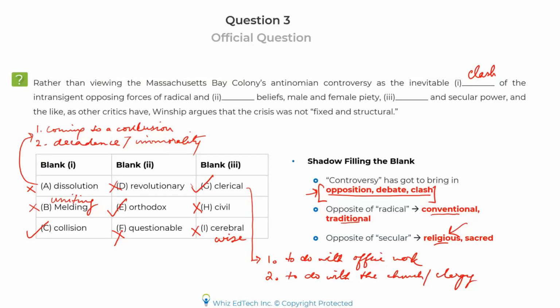Again, I hope those of you who chose H, civil, will understand that it has got nothing to do with secular. So knowing the meanings of the other words in the sentence is important, and therefore building a good vocabulary is very, very important. And we have done a very good job of helping you build vocabulary with our practice decks.